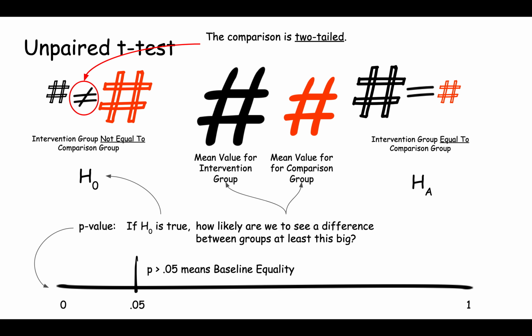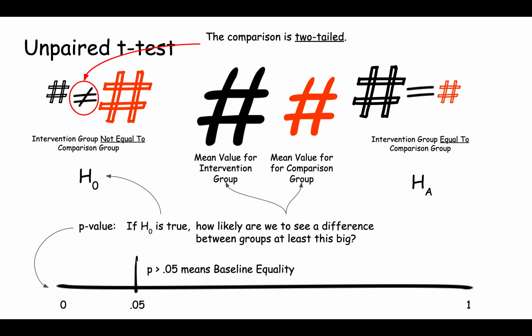If you're looking at things that are interval or ratio and normally distributed, you're going to use an unpaired t-test. And in this case, the comparison is going to be two-tailed because we don't know which direction we expect. We don't have some prior notion that one group is going to be older than the other or have greater income than the other or whatever we're comparing.